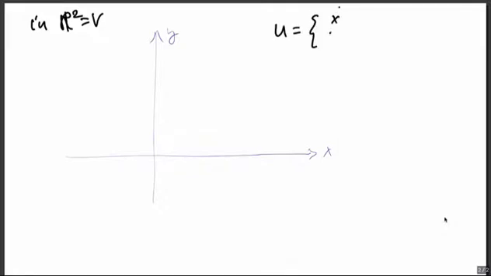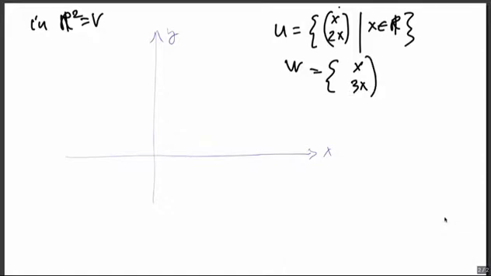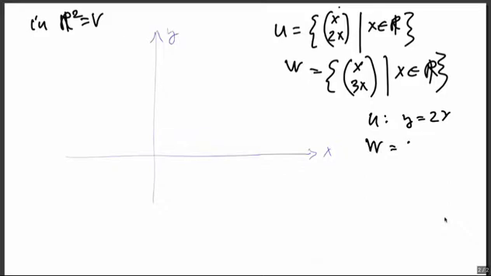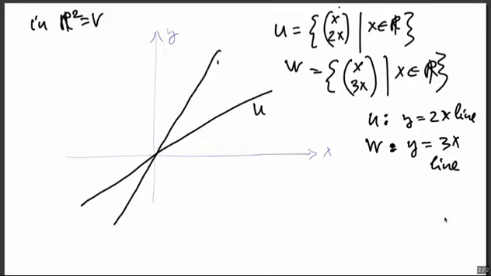One, U, is written as {(x, 2x)}, where x is any real number. The other is W, let's say {(x, 3x)}, where x is a real number. Well, what you see here is that the U subspace is actually the line y equals 2x, and W is the line y equals 3x. Well, it's not equality because that's not a set notation I'm using. I'm just writing it down now verbally. The y equals 2x line and the y equals 3x line. So something like this. U and W.